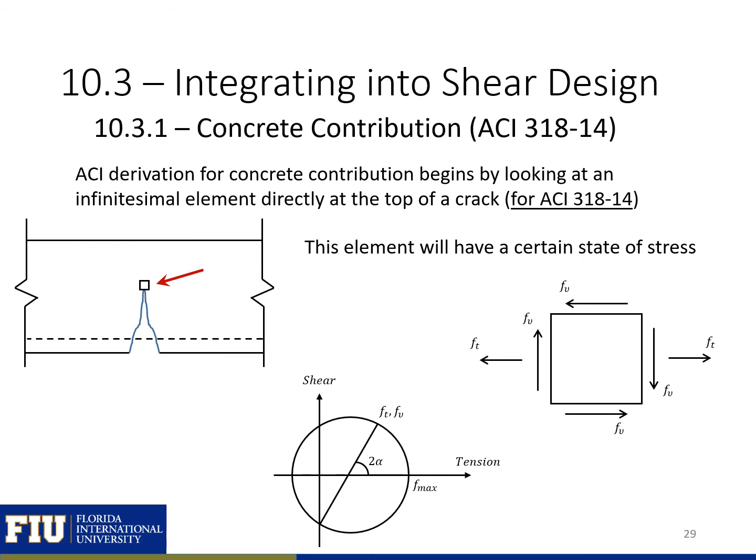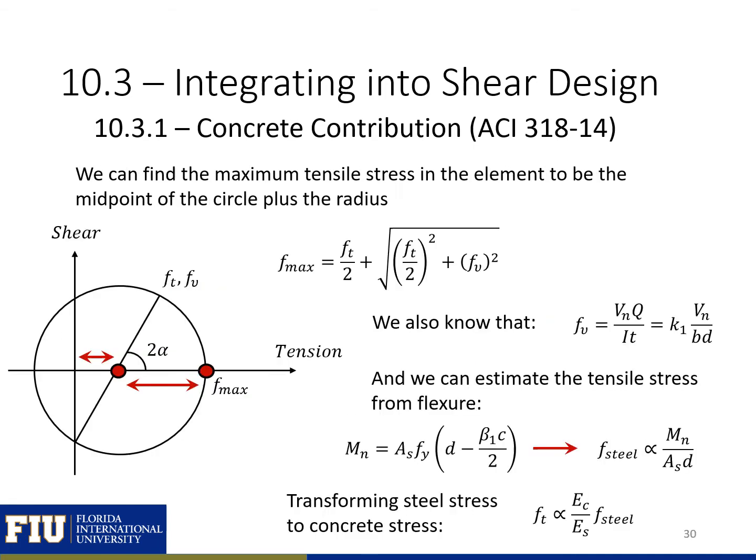We will next walk through a quick derivation of the ACI 318-14 detailed method. For this derivation, we will look at an element right above a crack in our section with a certain state of stress as shown. This element has some tensile stress and also has some shear stress. We can rotate this element to find the maximum tensile stress that's going to be in the element, so our f max.